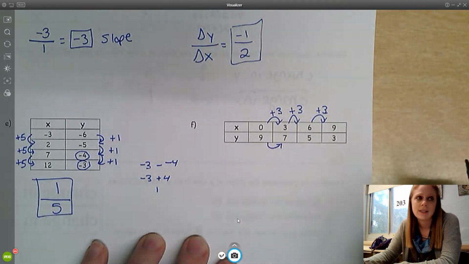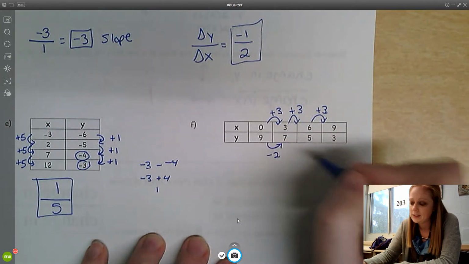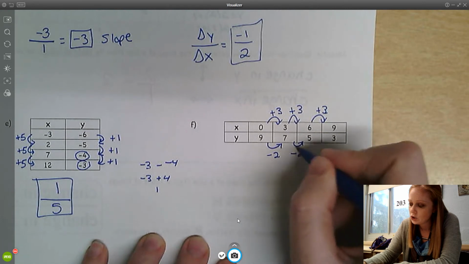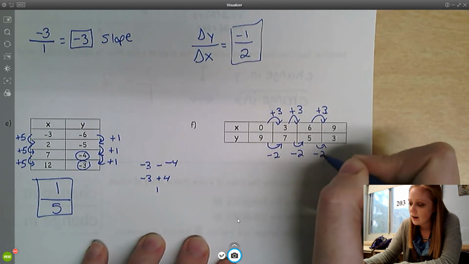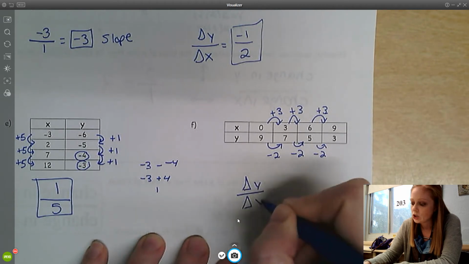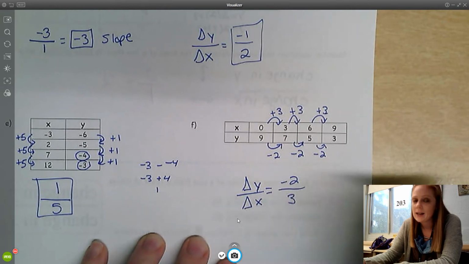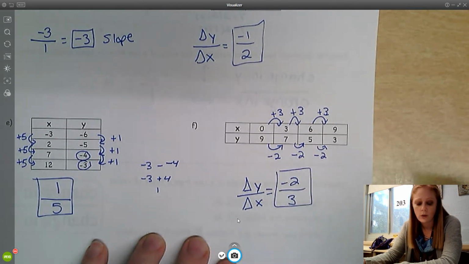Okay, how do I get from 9 to 7? We're going down, so we're subtracting. 9 minus 2 is going to give me 7. 7 minus 2 is going to give me 5. And 5 minus 2 is going to give me 3. Change in y over change in x. My change in the y's is -2. My change in the x is 3, so -2/3.